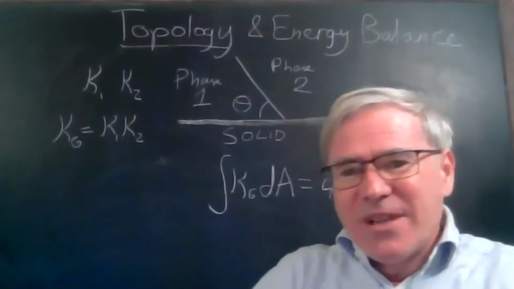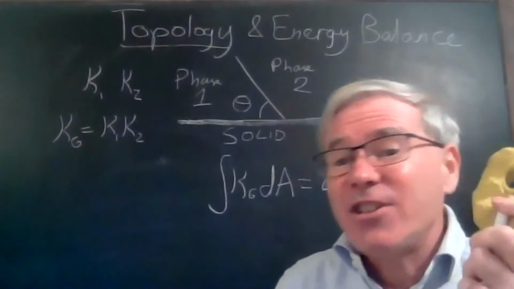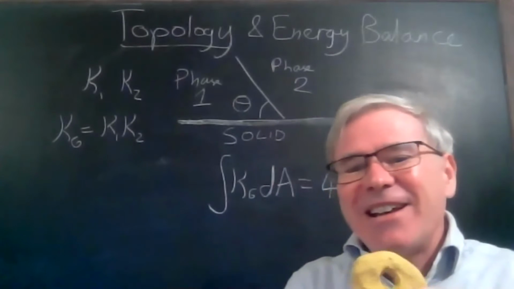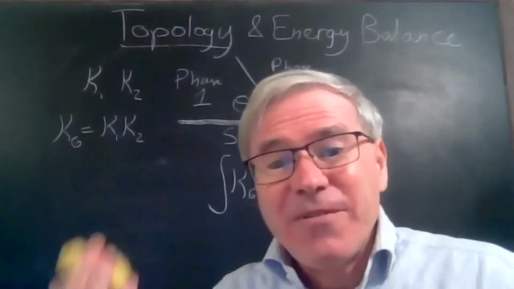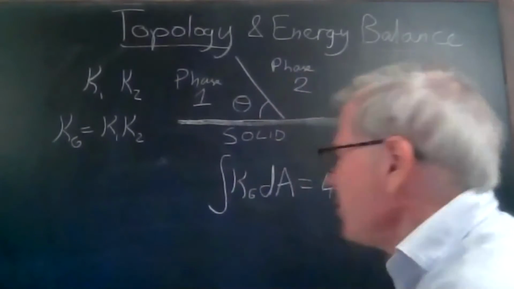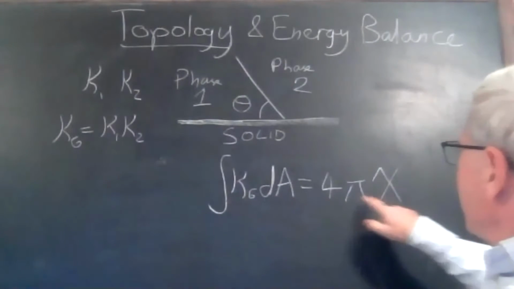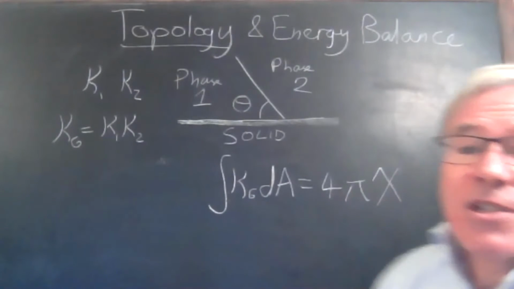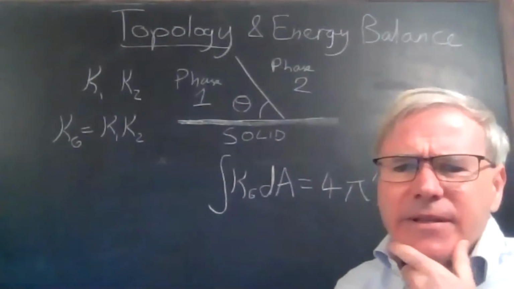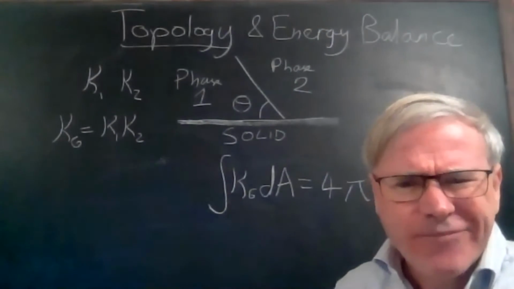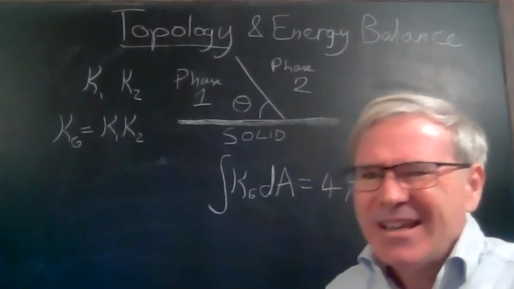If I do, for instance, put a hole in here, I actually change the topology, and now the integral of the curvature over the surface is 0. So in general, this is 4 pi times chi, which is the Euler characteristic. Okay, well, that's fine, but that's not quite what we wanted, is it?